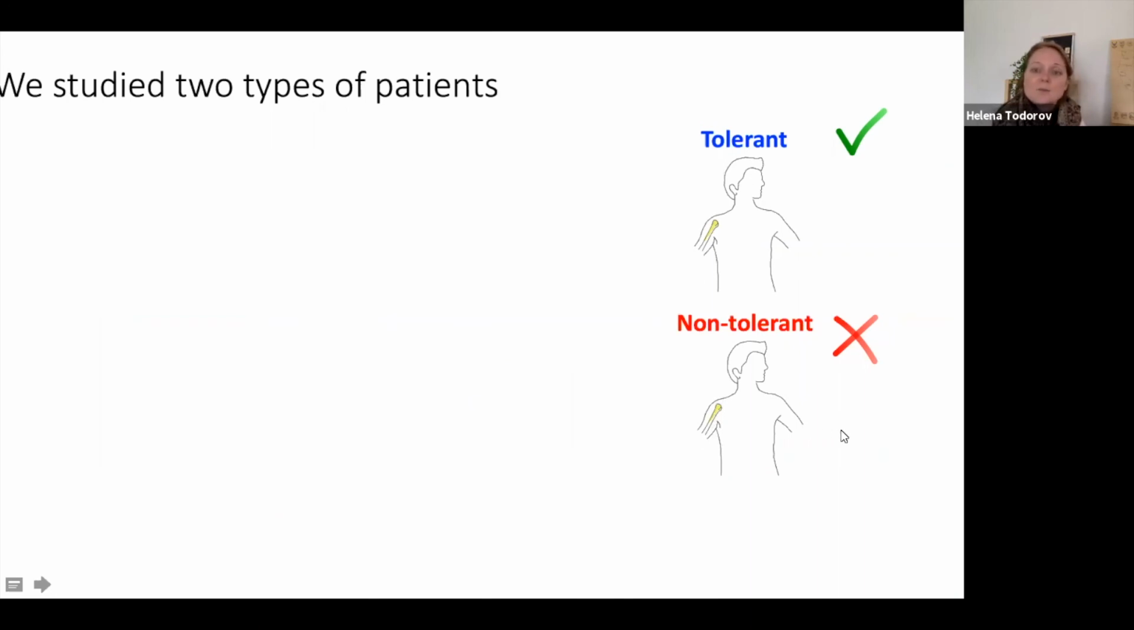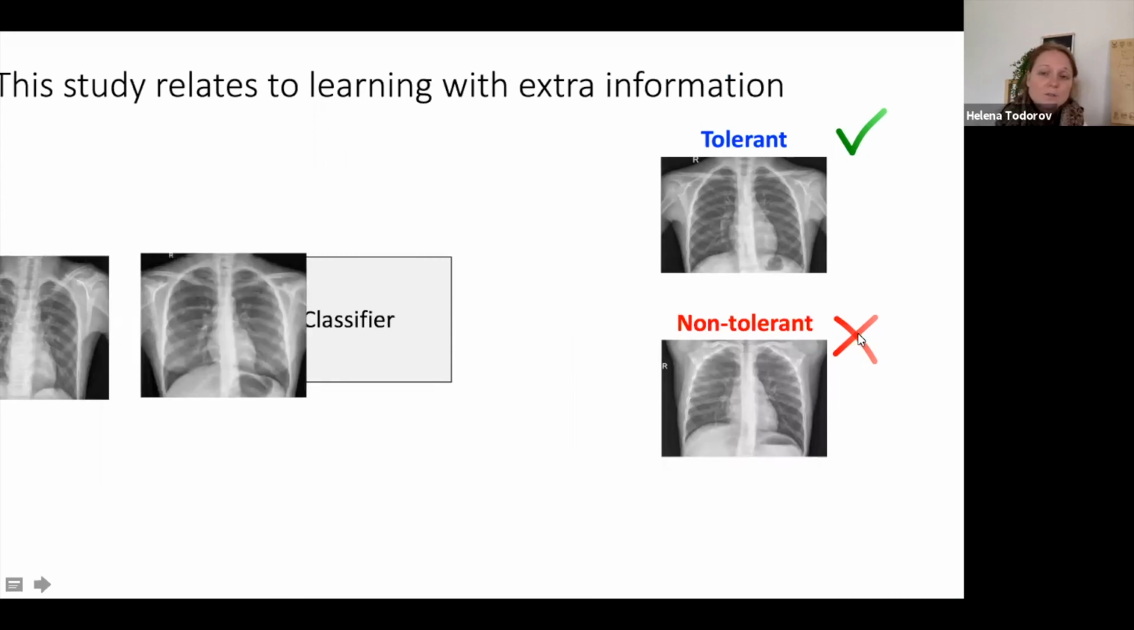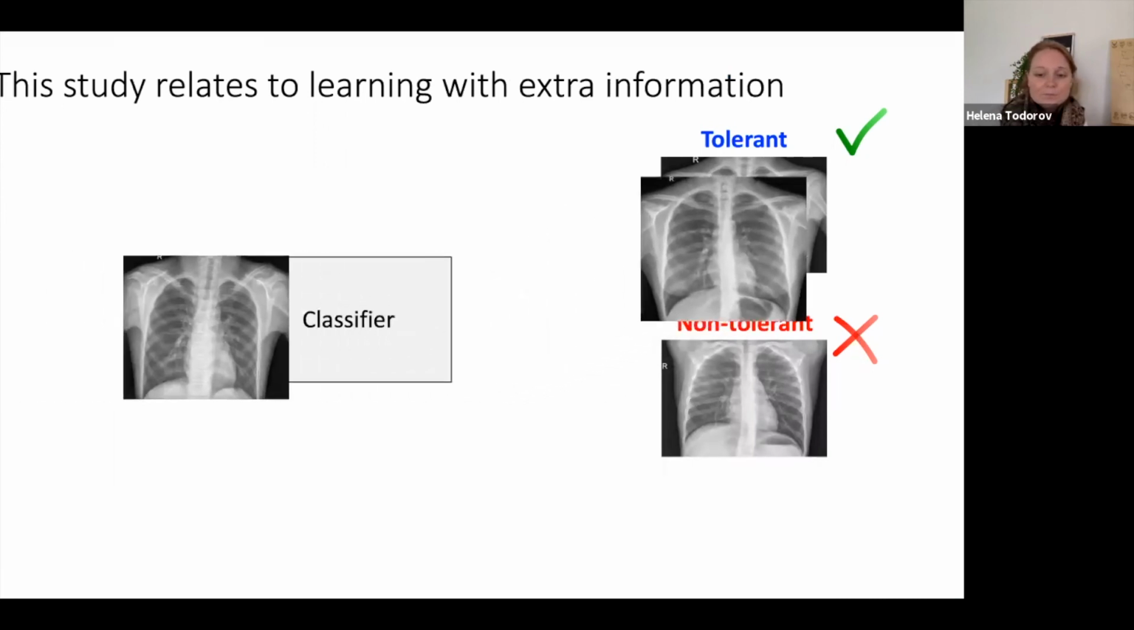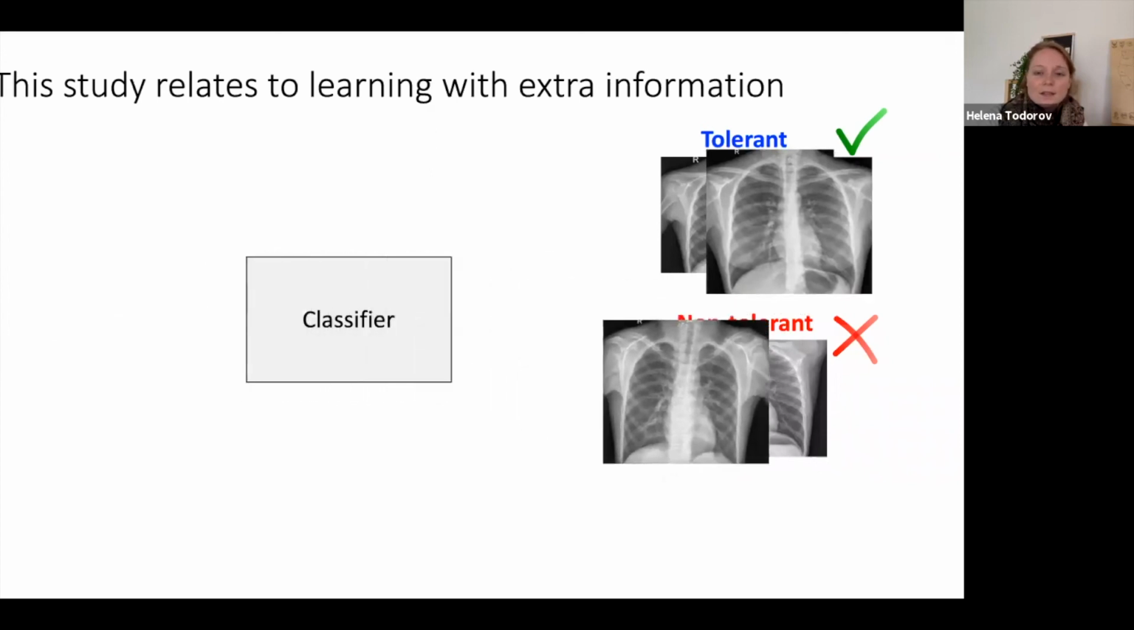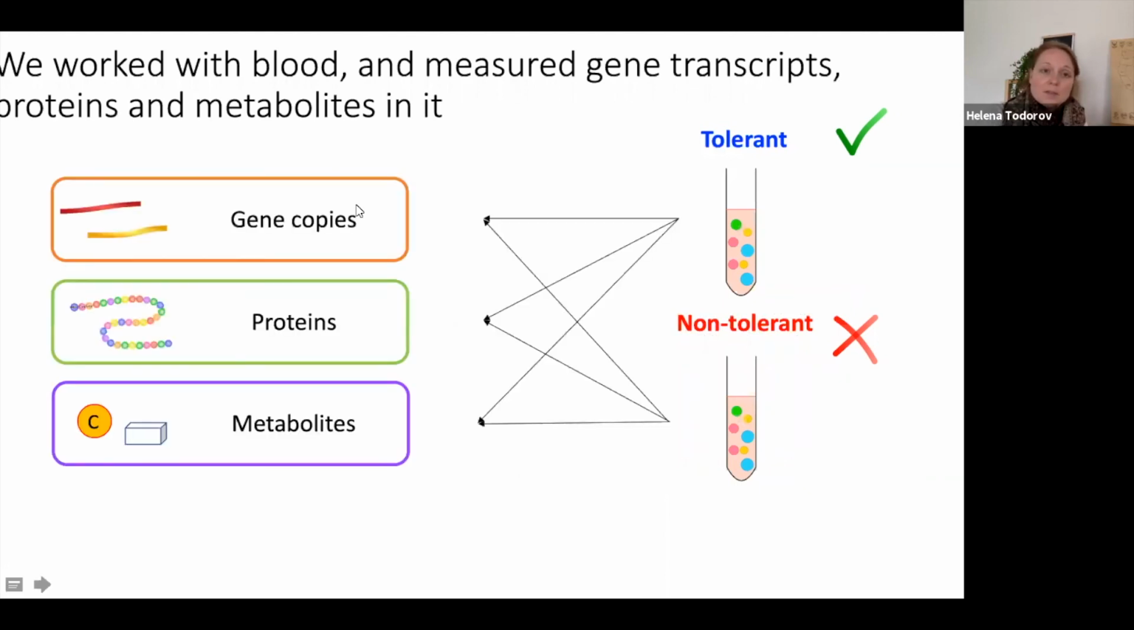And this slide might remind you what I showed you at the very beginning, where we had these 2 images of 2 different types of patients, and we were trying to classify them. In this case, we didn't have images for these patients, but blood samples. And in these blood samples, we measured gene copies in the cells, but we also measured proteins and metabolites.